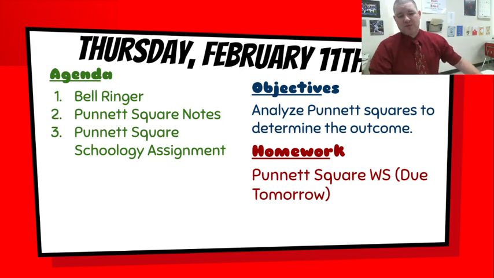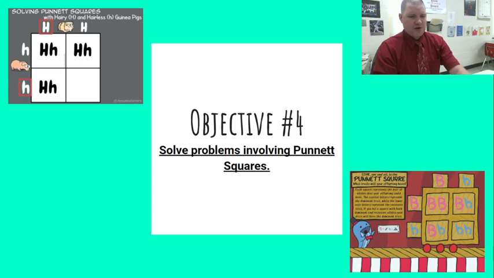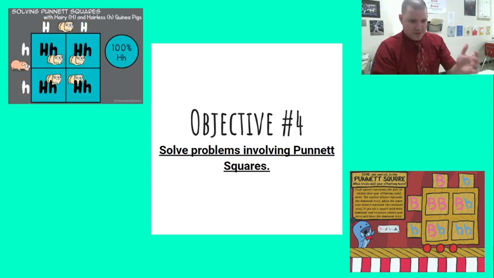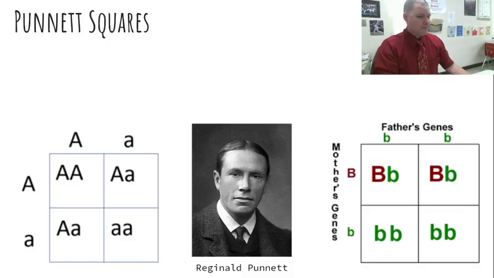So first and foremost, make sure that you do your bell ringer. You should already have your Mendel assignment turned in because when you did it, it automatically turned in when you submitted it. So hopefully you got that finished. But for today with our Punnett squares, we're going to take a look at our notes. It's number 4 in our notes: to solve problems involving the Punnett square.